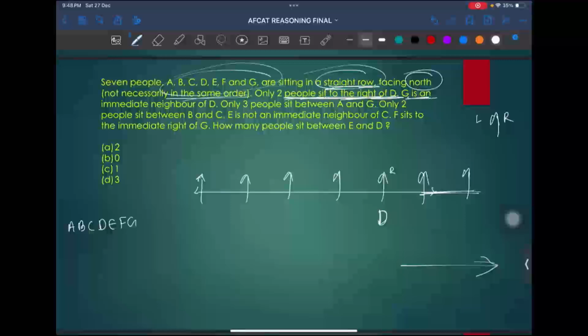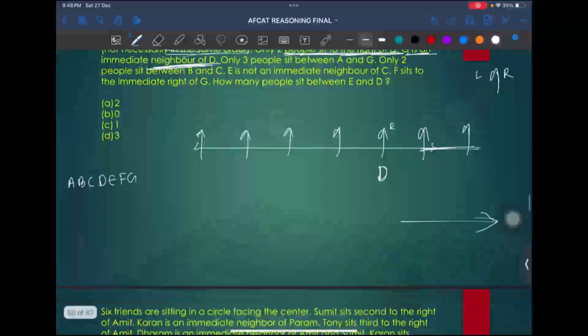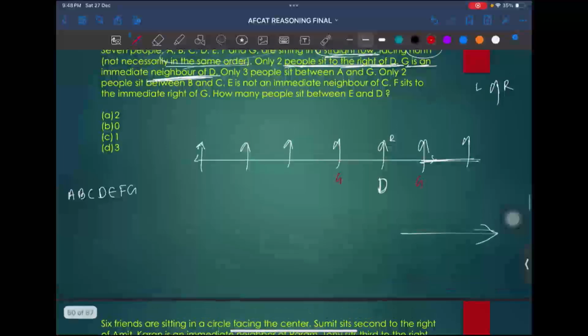G is an immediate neighbor of D. So the position of G may be here or it may be here. We don't know exactly, but we are sure that he will be exactly the neighbor of D. Only 3 people sit between A and G.